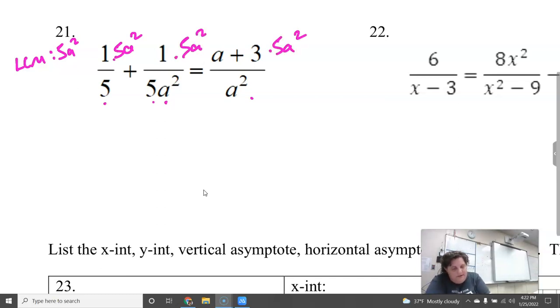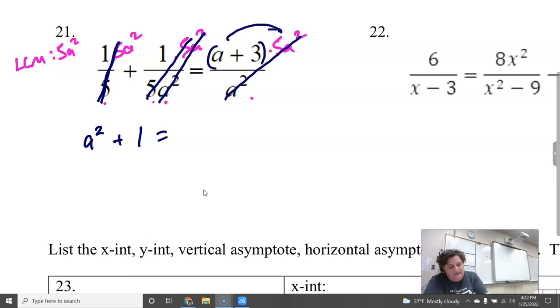Okay. Here, the 5's cross out, so I get a squared. Here, everything crosses out, so I get 1. And here, the a squareds cross out. I do have to distribute this. I get 5a plus 15. All right? Now, here's the thing, guys.